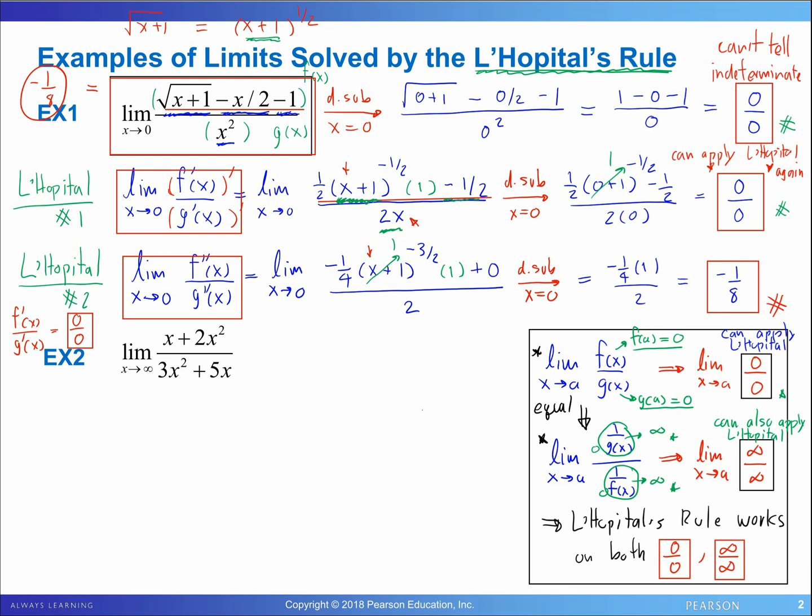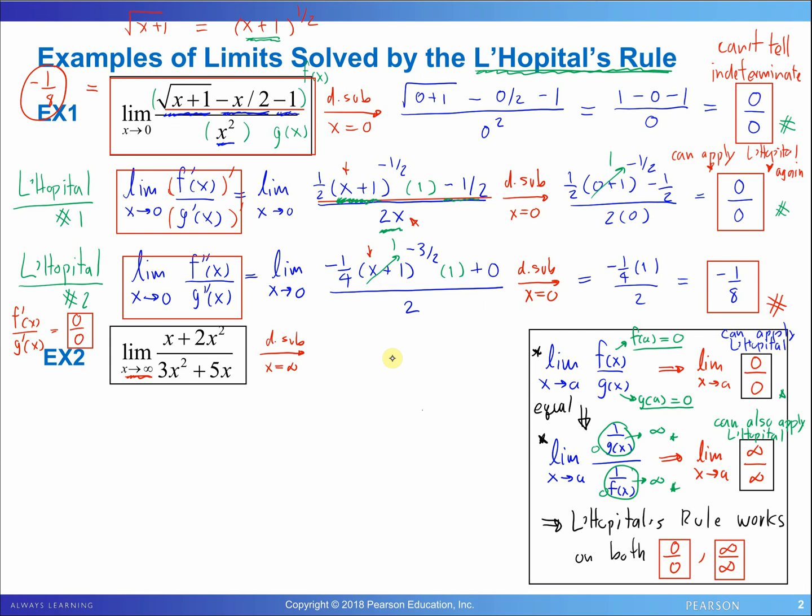Now let's work on example number 2. We are supposed to find the limit of this fraction when x goes to infinity. This one is a little bit different. As usual, the first approach is direct sub, which means that we are going to put x equal to infinity into this expression.